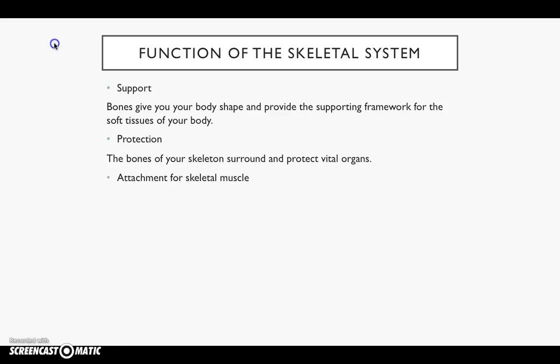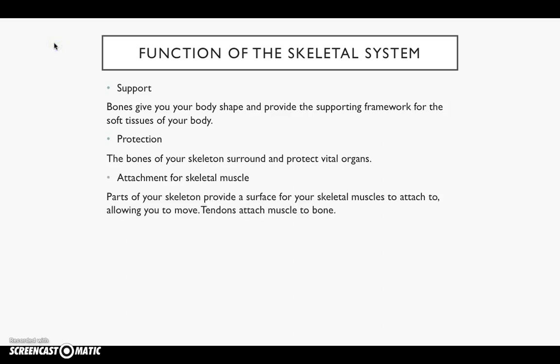Okay, attachment for skeletal muscle. So parts of your skeleton provide a surface for your skeletal muscles to attach to, allowing you to move. Then we should know that tendons attach muscle to bone. The muscle contracts in a concentric or eccentric fashion, which will move our limbs.